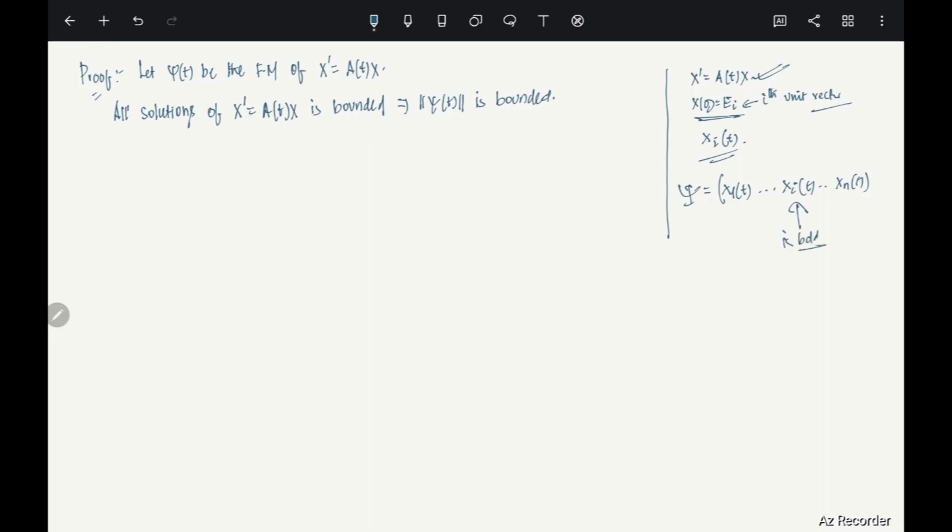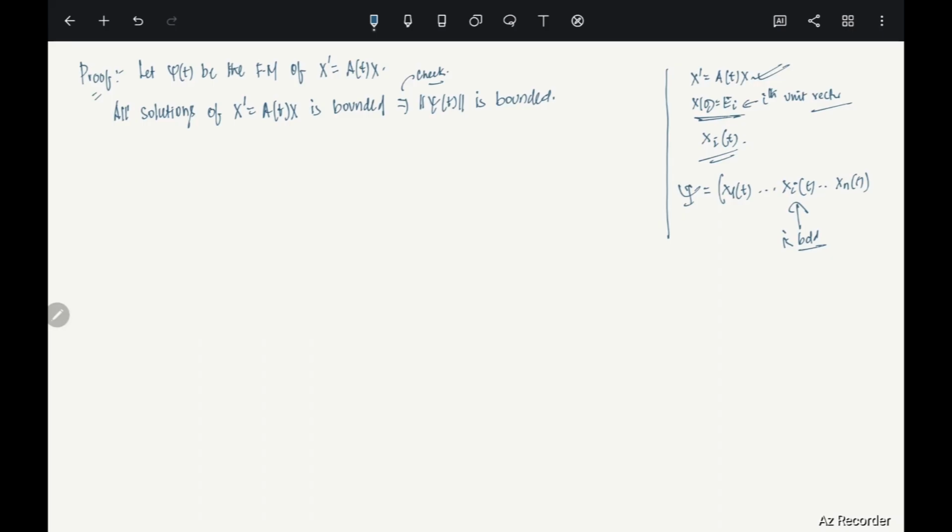If each component is bounded, of course phi has to be bounded, right? This is trivial. So please check this part. I gave you everything; you just have to do some calculation. It is basically every component is bounded, so the matrix has to be bounded. Okay, so please do that part. Check it.